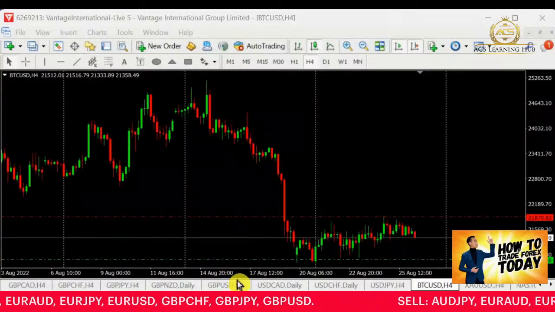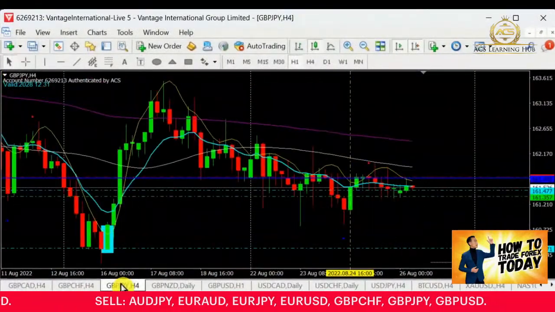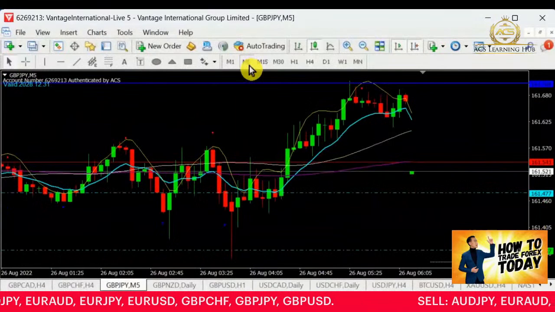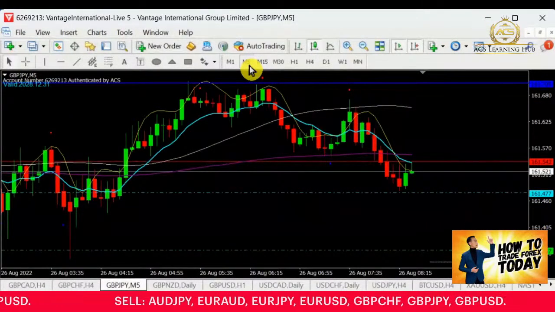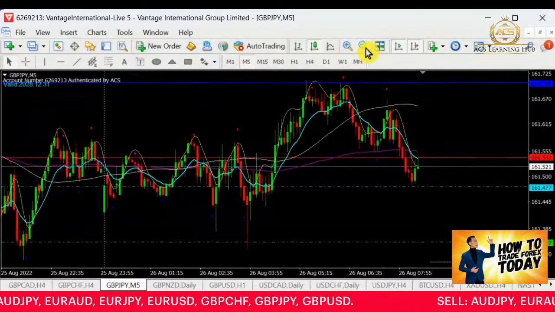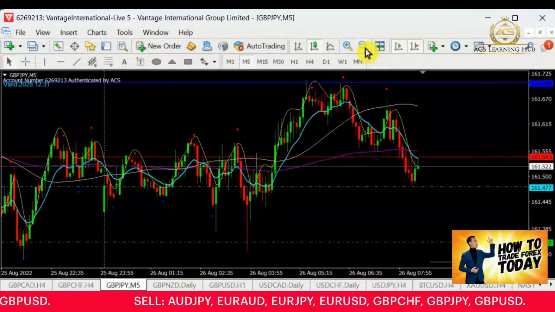Let's see. Pound dollar, right? Sorry, pound yen, right? Pound yen. Tentatively we are going to build a lower resistance for a downward trend. Tentatively it is quite close. So everyone maybe should take a look.